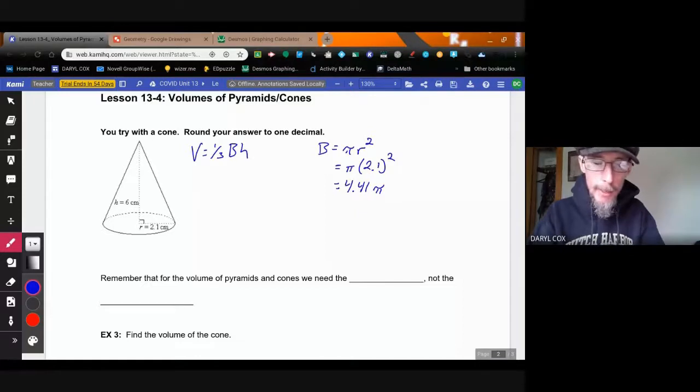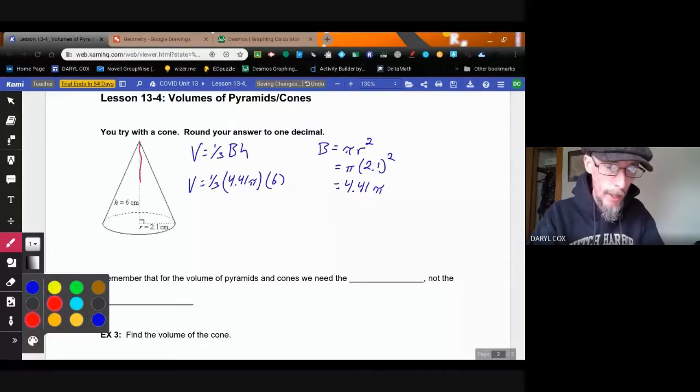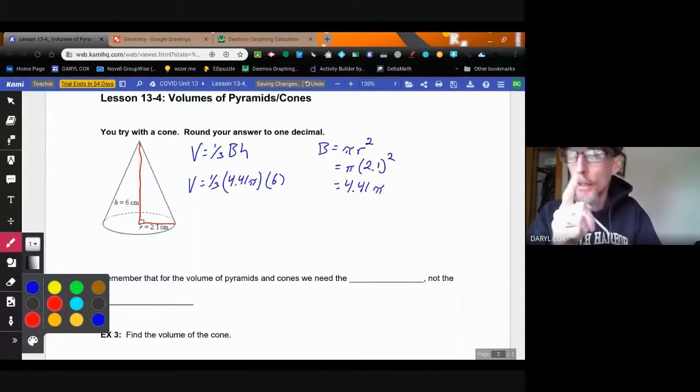So I'm going to take that now and put it into my volume equation. 1/3 area of the base is 4.41 pi, and the height is 6. Again, my height has to make a right angle with the base. Notice you also made a little right triangle there. Kind of cool, right? That could come in handy.